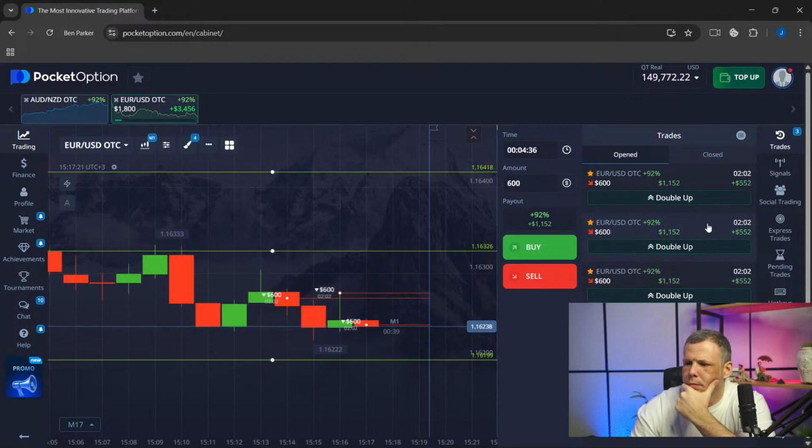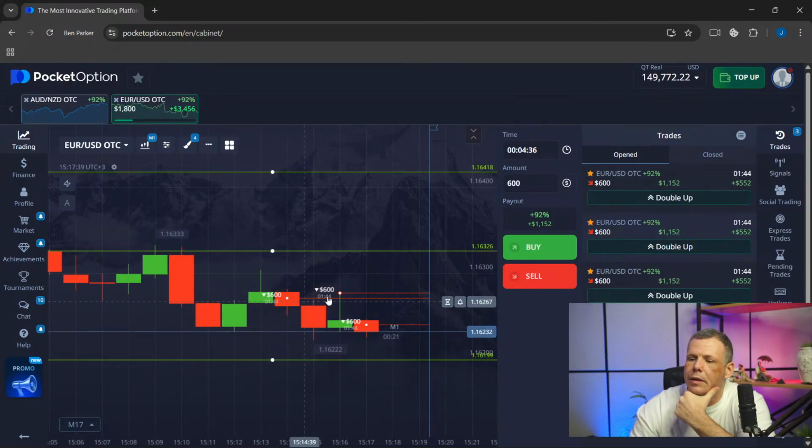Oh, it moved away before I could do it. You guys probably seen that. That huge wick gave me the confidence that it's going to continue down. That's why I doubled up here for 1 minute.